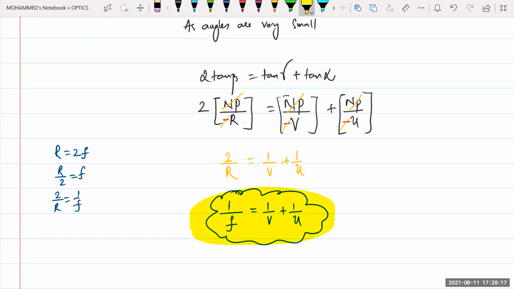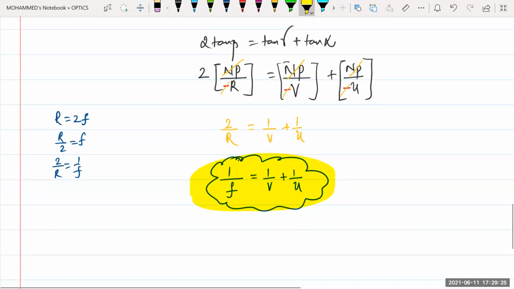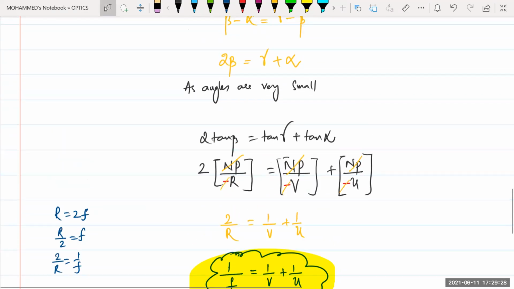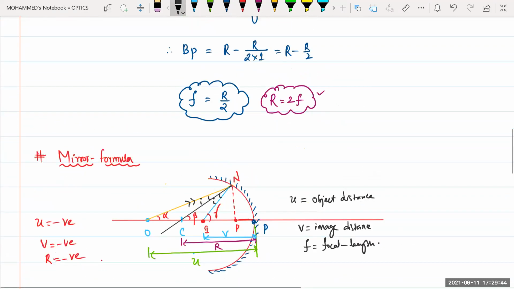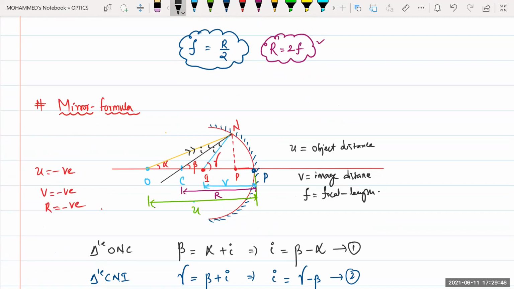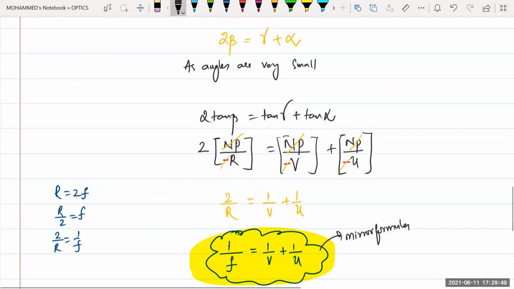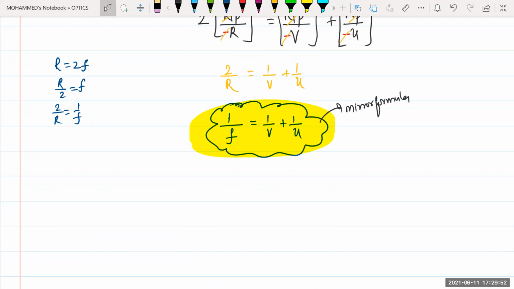The relation between focal length, image distance and object distance is 1 by F is equal to 1 by V plus 1 by U. Is it clear, beta? That was about the mirror formula. This formula is known as the mirror formula. It is the relation between focal length, image distance and object distance. U is the object distance, V is the image distance and F is nothing but the focal length. So the relation between these three is 1 by F equal to 1 by V plus 1 by U. Is that clear?